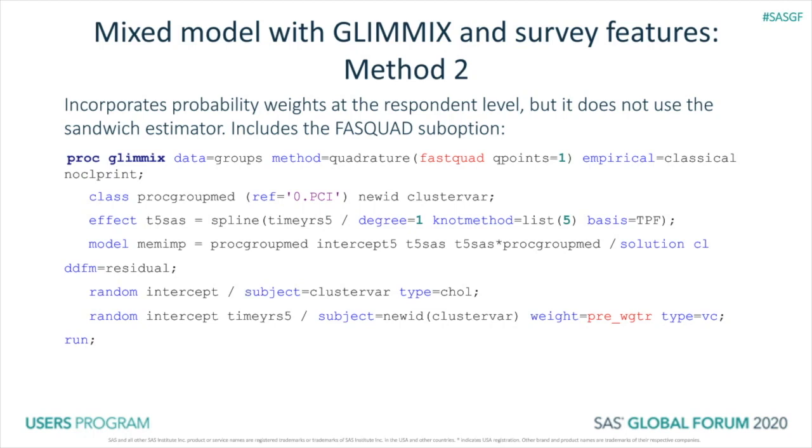This is very nice because we have seen before that the model can take a very long time to converge. The problem here is that this method is not compatible yet with the EMPIRICAL=CLASSICAL option, so we cannot put the two in the same statement. But still, we can get accurate estimates of the fixed effects and also of the covariance parameter estimates.